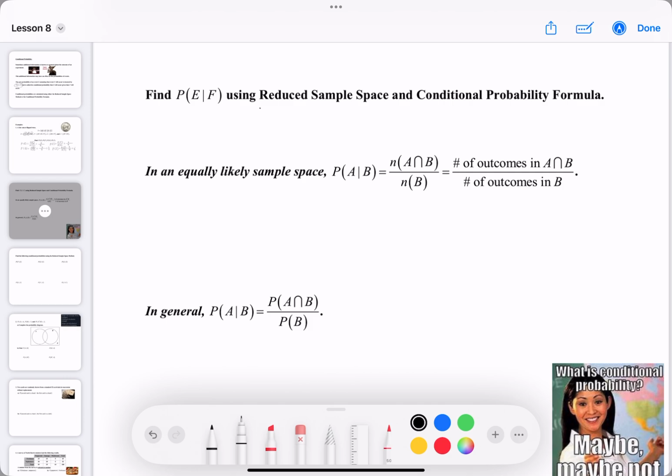Let's see the reduced sample space formula. P of A given B, assuming an equally likely sample space, equals N of A and B over N of B. The top is the number of outcomes in A and B. The bottom is the number of outcomes in B.